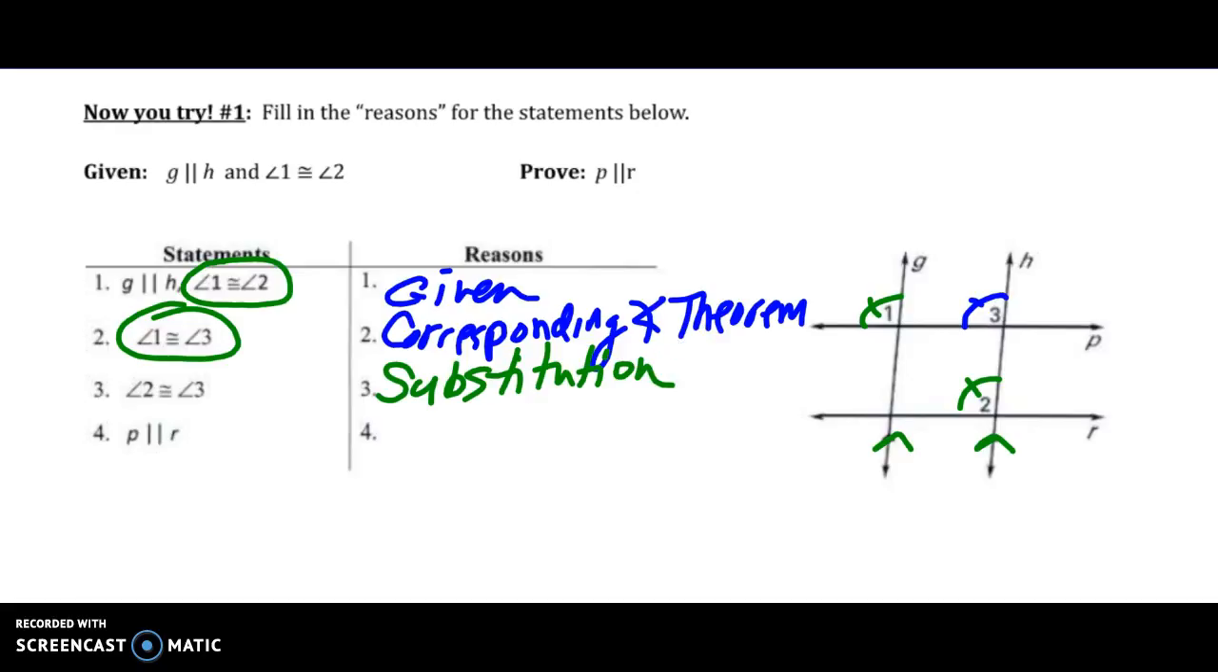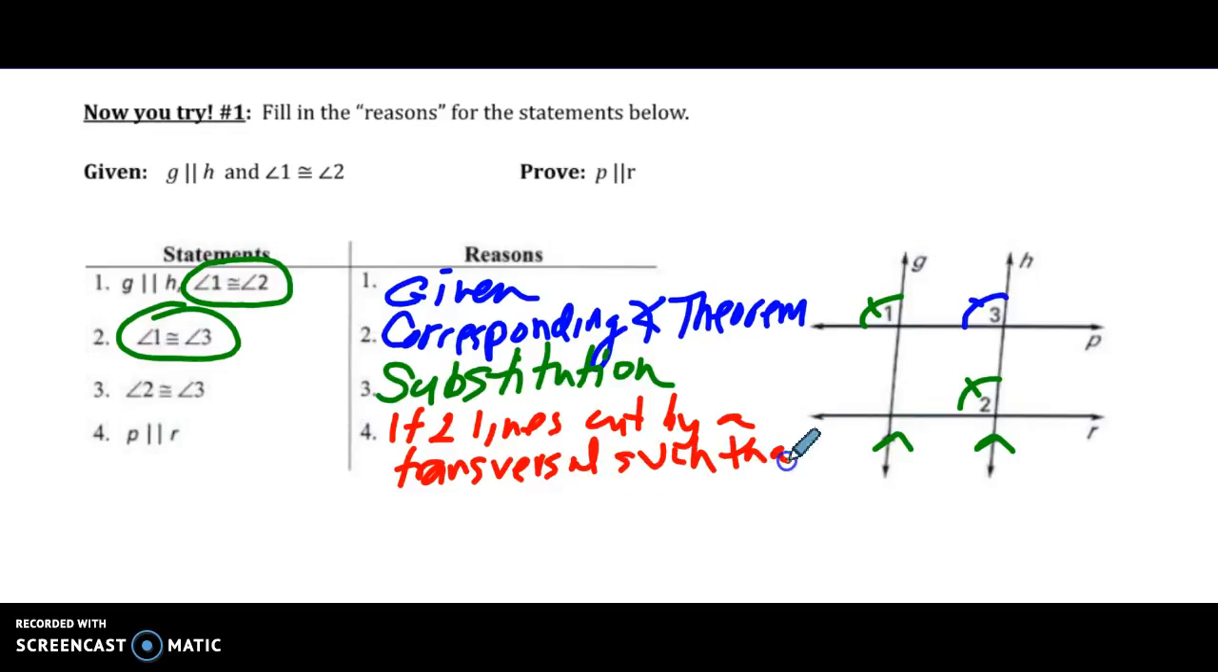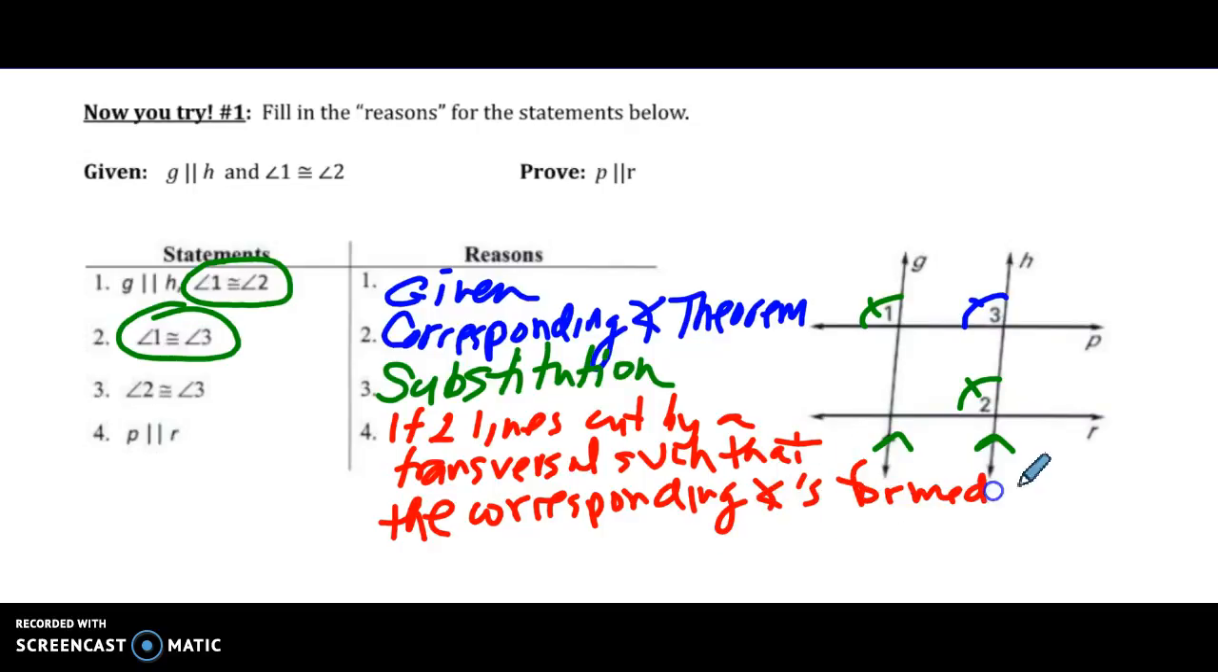Again, you have two options here. Notice that angle 3 and angle 2 are another pair of corresponding angles, so we can say if two lines cut by a transversal such that, what kind of angles do we have here? The corresponding angles formed are congruent, then the lines are parallel.